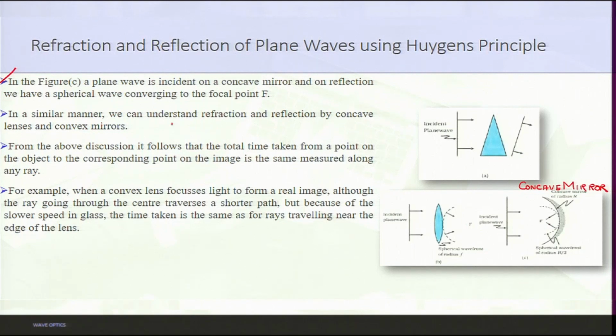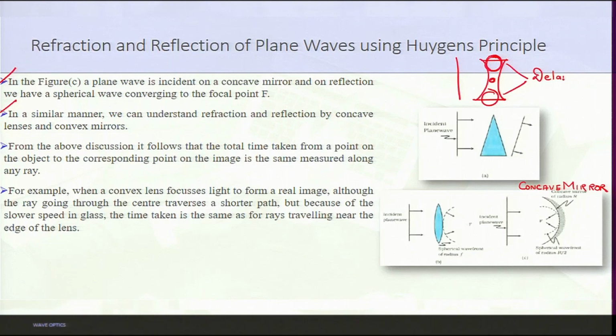In a similar manner, we can understand refraction and reflection by concave lenses and convex lenses. So, for example, if I tell you about a lens, it is quite evident that the maximum portion is getting delayed. This incident wavefront will get delayed the most from this portion, and the minimum delay will happen from this portion. Just to reiterate by writing.